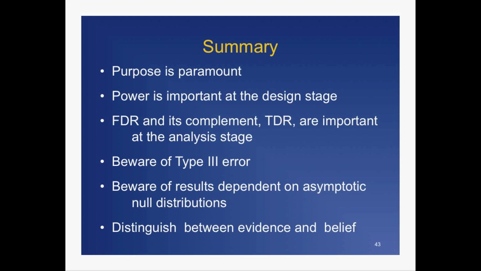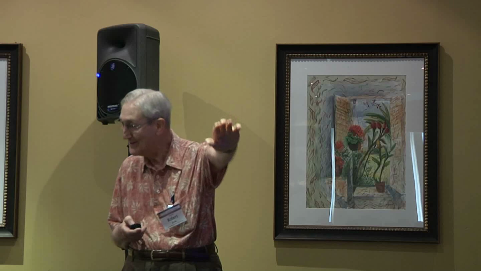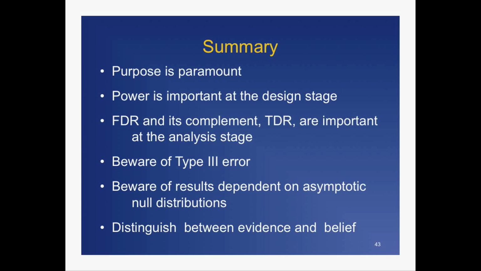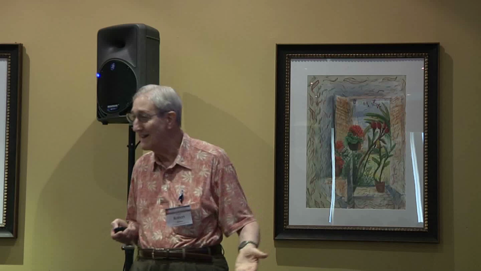Okay, summary. My summary is that purpose is paramount. All right? Next one is power is important at the design stage. And I fully agree with Terry. Probably impossible to get at, but still important. All right? And that's one of the things I'm thinking about how you can do. The false discovery rate and its complement, the true discovery rate, are the only things that are important at the analysis stage. Who cares about anything else?